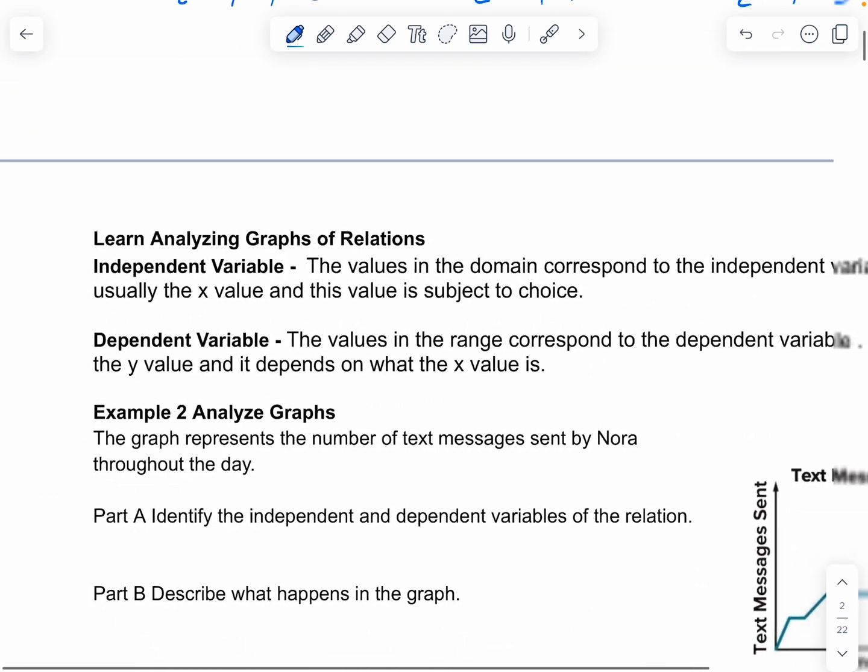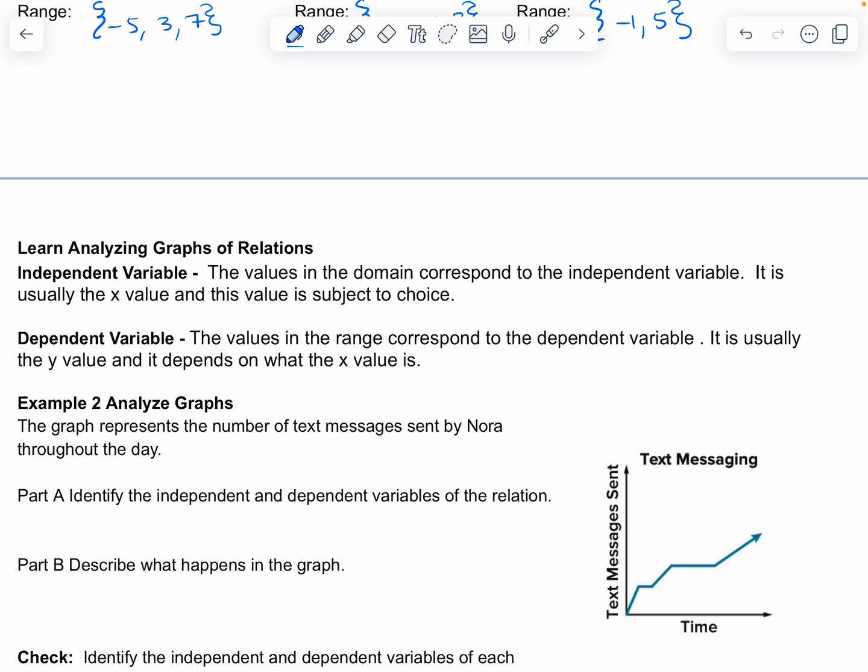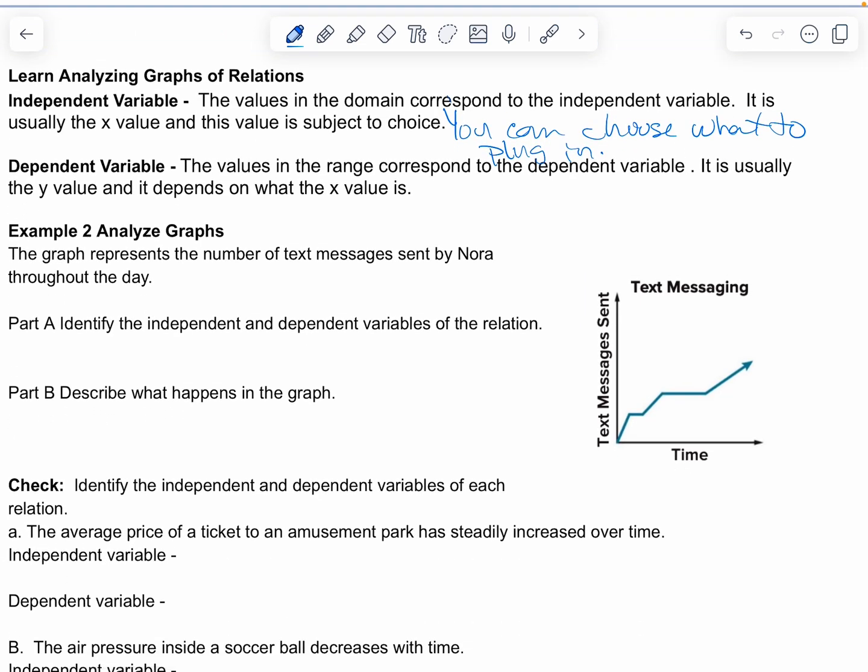Okay, so, here's our independent and dependent variables. So, independent variable, the values in the domain correspond to the independent variable. It is usually the x value, and this value is subject to choice. Basically, what that's saying is you can choose what to plug in. You can choose to plug what goes in. Dependent variable, the value in the range corresponds to the dependent. It is usually the y value, and it depends on the x value. It depends on what you plug in for the x value in order to get the y value.